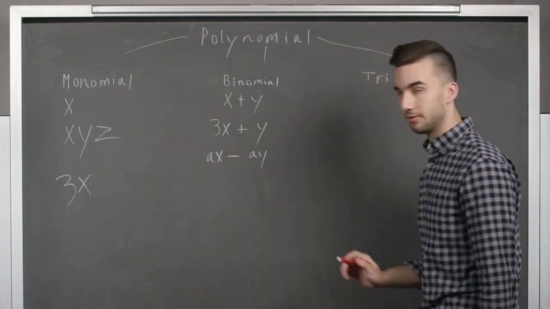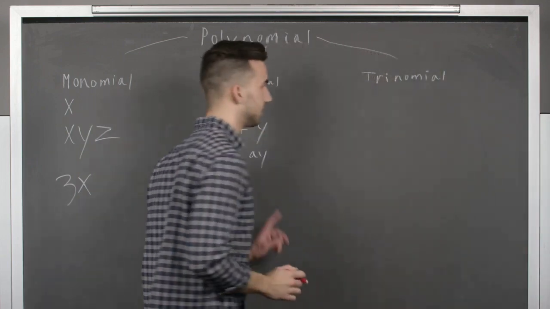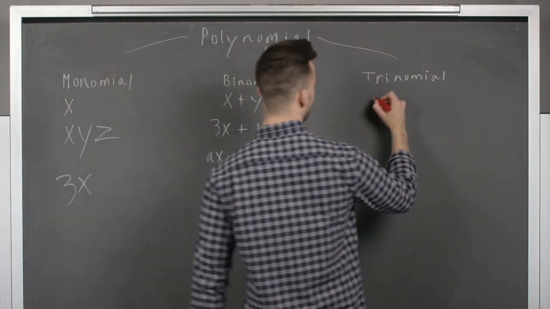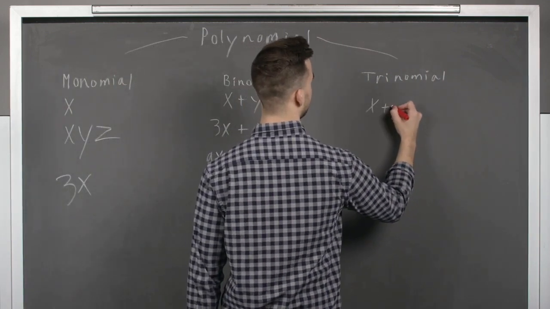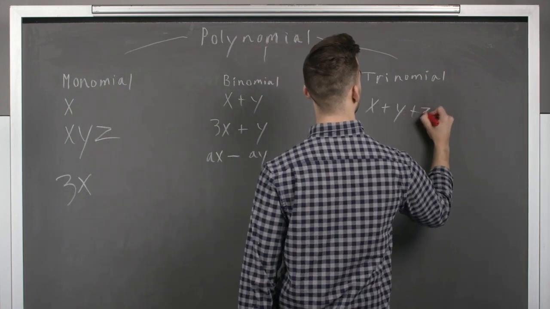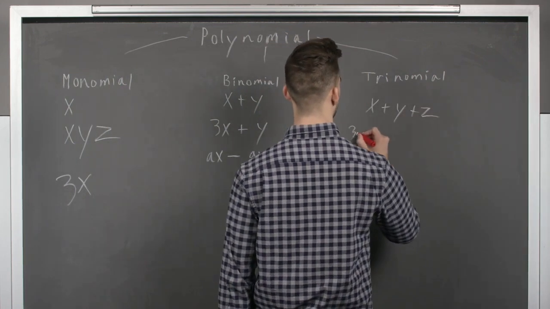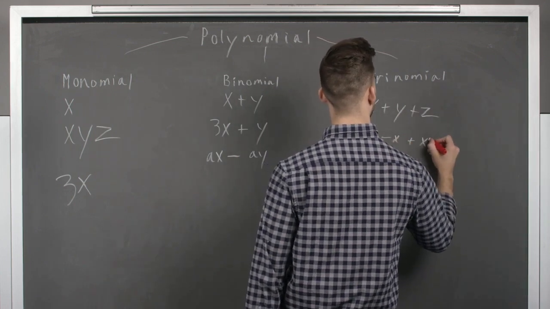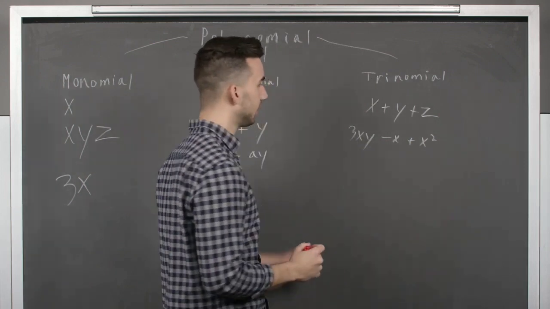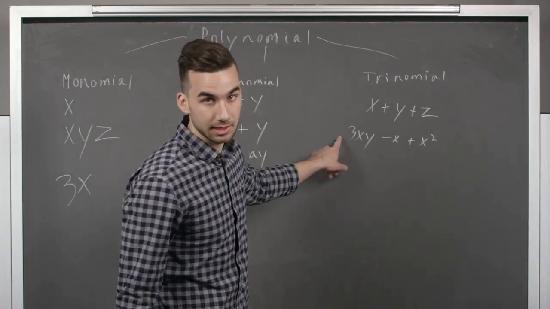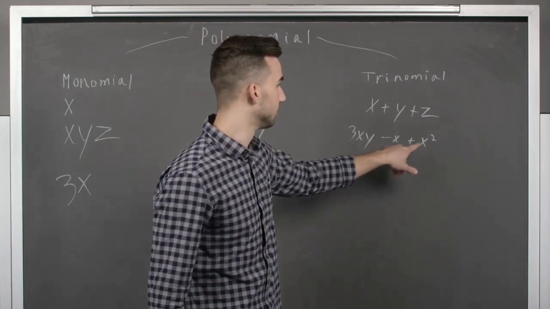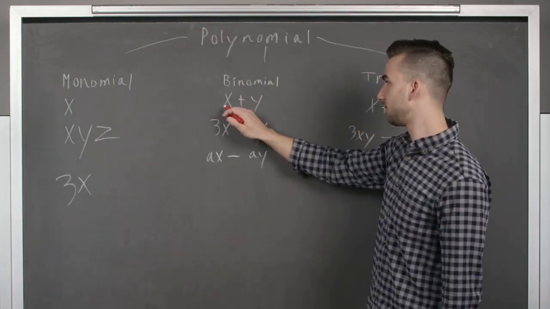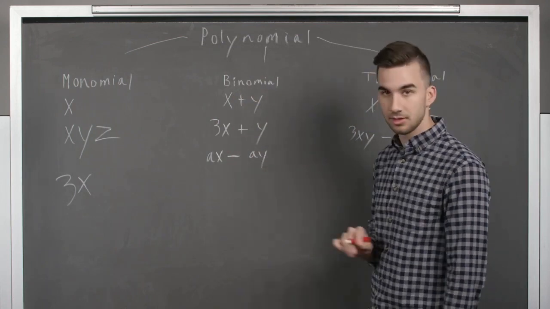And then over here we have trinomials, which is the same thing except with three terms. So that would be x plus y plus z is a trinomial. 3xy minus x plus x squared, that's a trinomial. Any expression with three terms, 1, 2, 3. Once again, binomials have two terms, 1, 2.